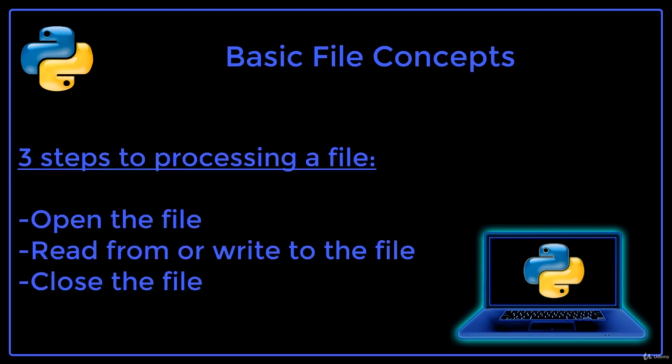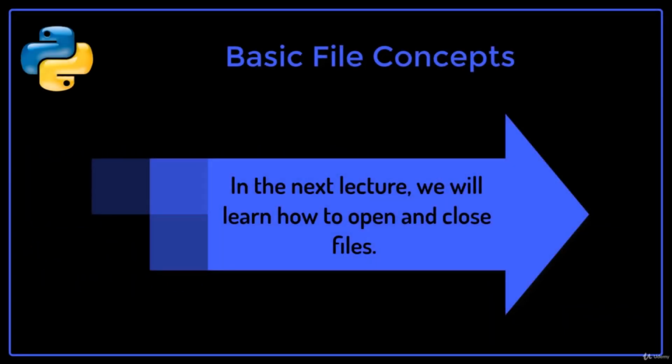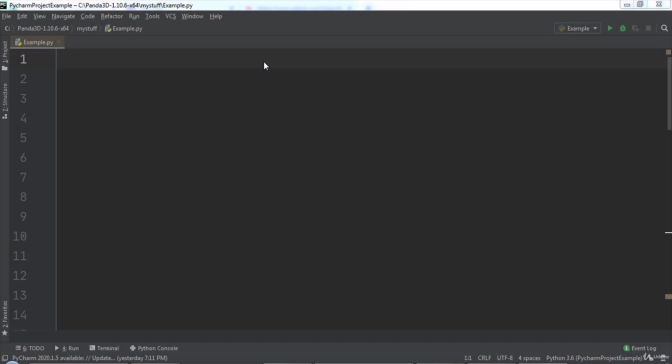There are 3 steps to processing a file: open the file, read from or write to the file, and close the file. In the next lecture, we will learn how to open and close files. In this lecture, we will learn about opening and closing files in Python.